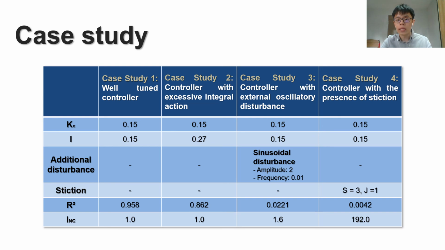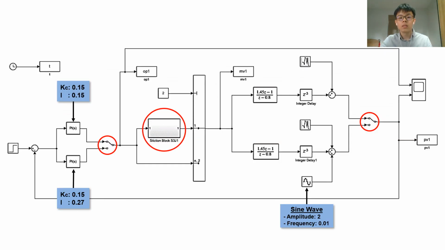The R-square and RNC values here indicate the nonlinearities of output data from each case study. If R-square is less than 0.8 and RNC is larger than 1, it shows that there is stiction in the control valve. This is the simulation model which can change to each case study alternatively. We can set it to have excessive integral actions, add the sine disturbance, or add the stiction to the model.